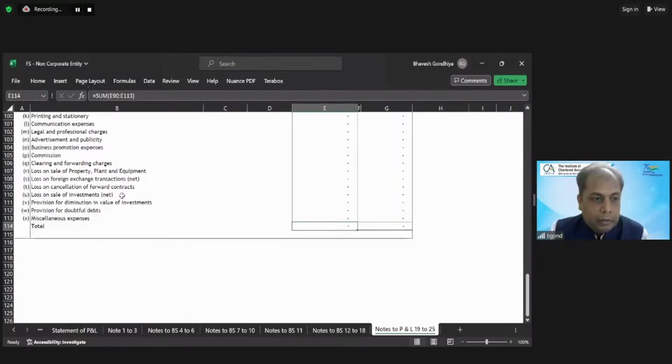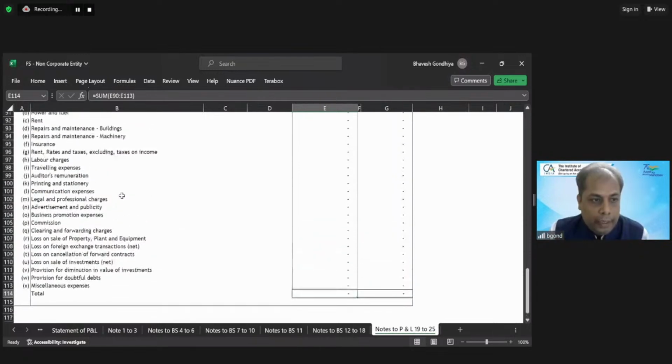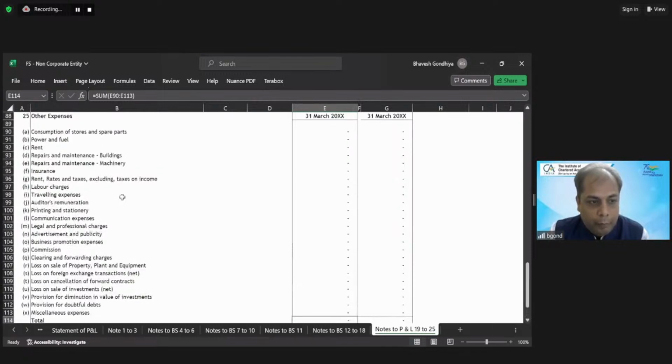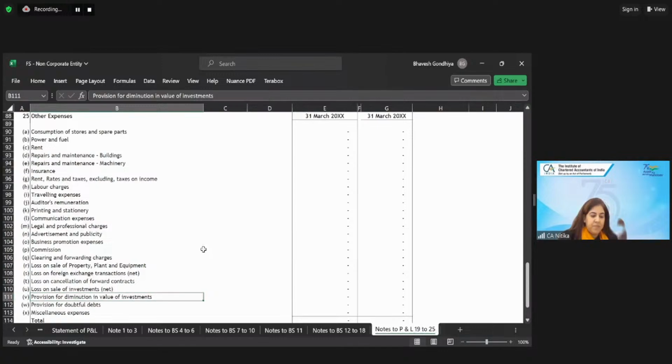It's the other viewpoint. Expense, yes, you may provide it under the other expense as a permanent diminution in the value of investment. Here you can see this point number: provision for the diminution in the value of investment. Right, sir. Is it fine, ma'am?